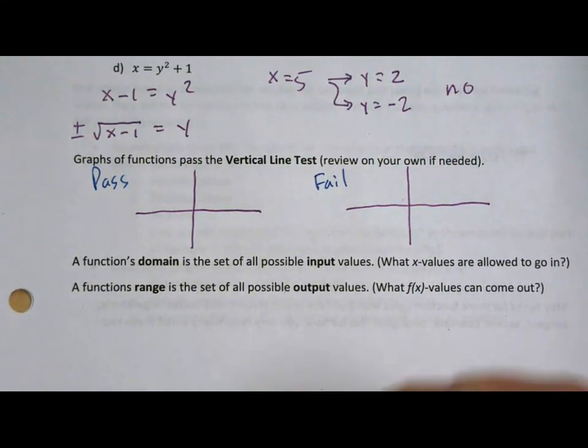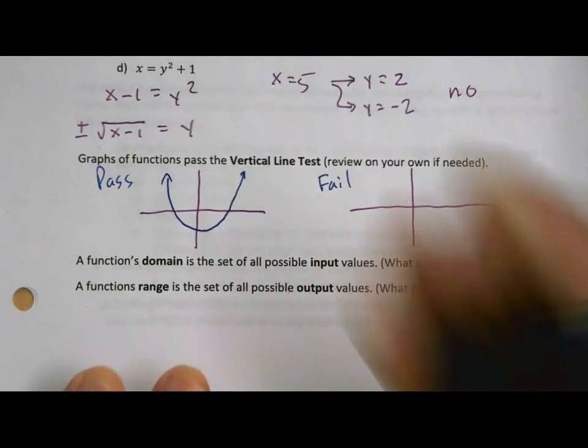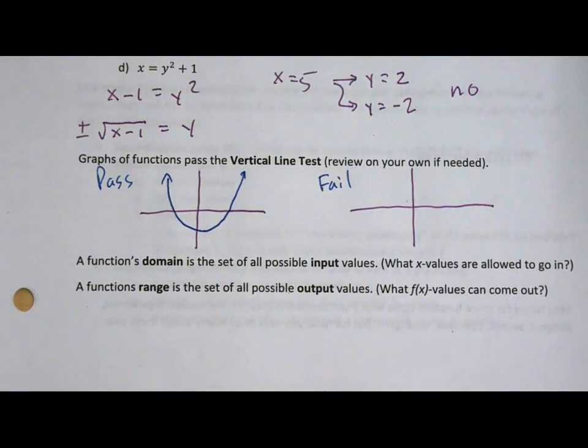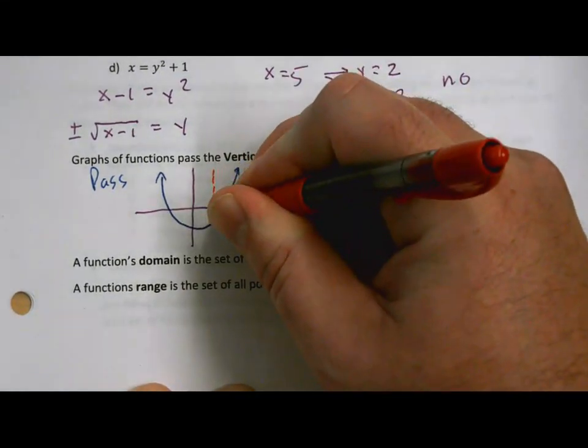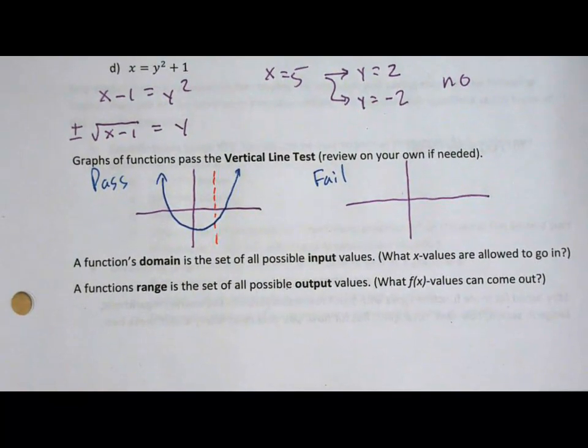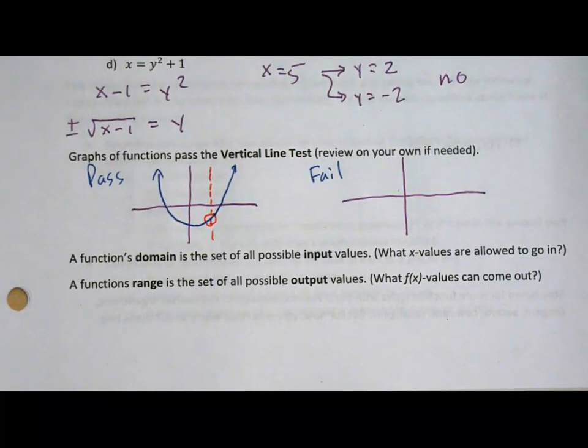I saw several people drew some form of a parabola for the past one. It doesn't have to be a parabola. It could be a line. It could be an absolute value. It could be a cubic equation. The important thing is if we draw a vertical line anywhere on this graph, it is only going to intersect our function in one place.